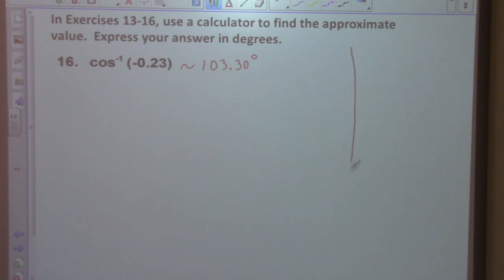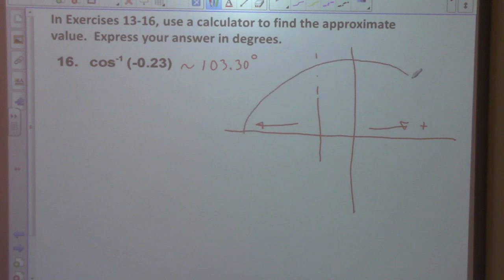Yeah, because you got your cosine negative over here, right? Your cosine is negative going this way and positive going this way. And so you're going to have a cosine of negative. On the unit circle, it's going to look something like this. Right here, where cosine is negative 0.23, we're saying this angle theta is going to be 103.3 degrees, okay? So that's really what we're looking at.